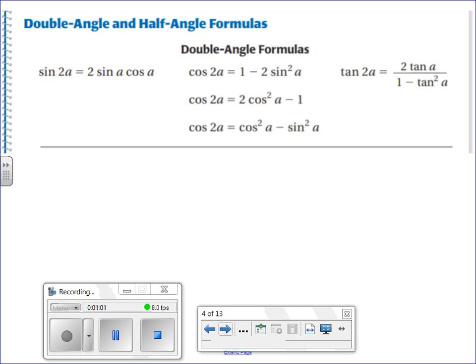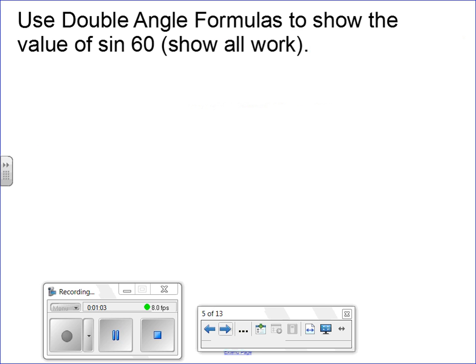So, let's go ahead and read the prompt. Use the double angle formula to show the value of sine 60. Now, I'm well aware if you need to find sine 60, you could probably just look at the unit circle, right? So we're basically today just proving that these double angle formulas do work and they give the right answer, okay? So before we start, let's see what the answer of sine 60 is. Radical 3 over 2. Yep, I agree.